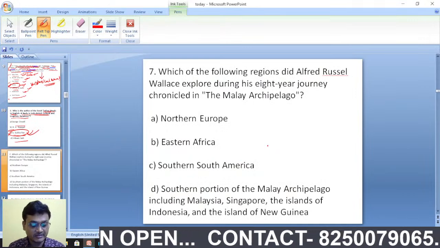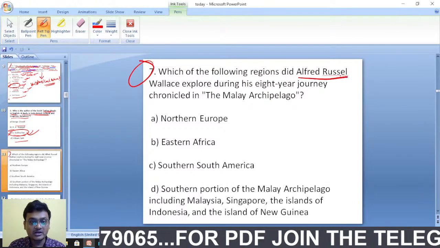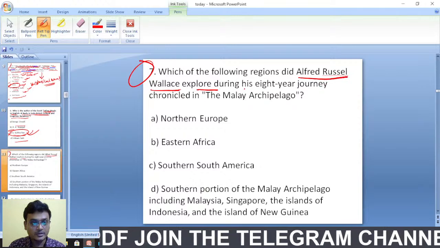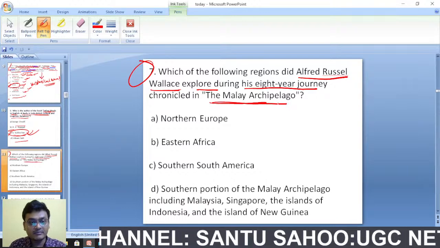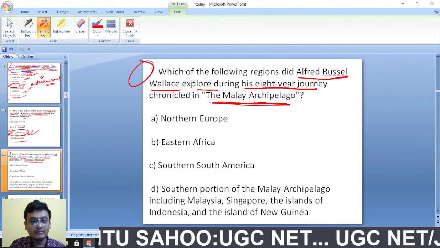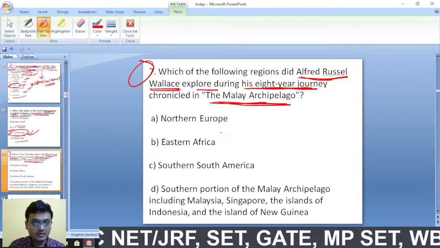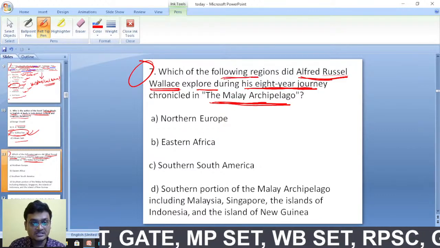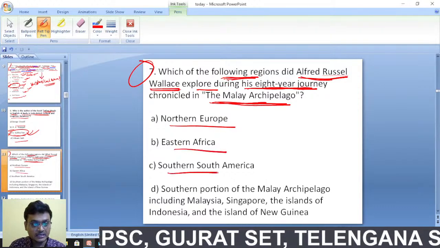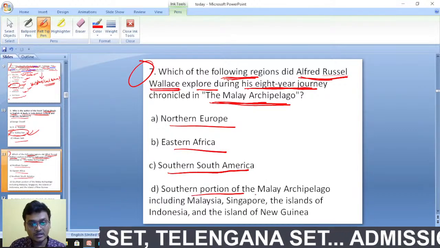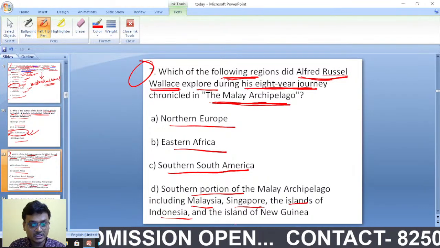Next question. Moving on to question number 7. Which of the following regions did Alfred Russel Wallace explore during his 8-year journey chronicled in The Malay Archipelago? The Malay Archipelago is a work by Alfred Russel Wallace, where he explored during his 8-year journey. The options are Northern Europe, Eastern Europe, Southern South America, or the southern portion of the Malay Archipelago, including Malaysia, Singapore, the islands of Indonesia, and the island of New Guinea.